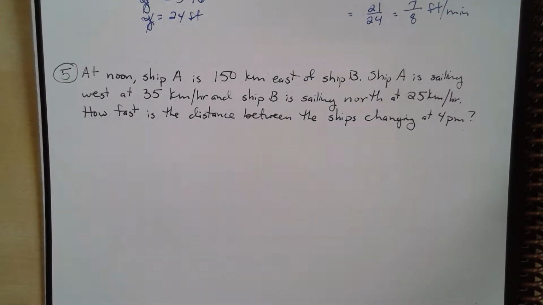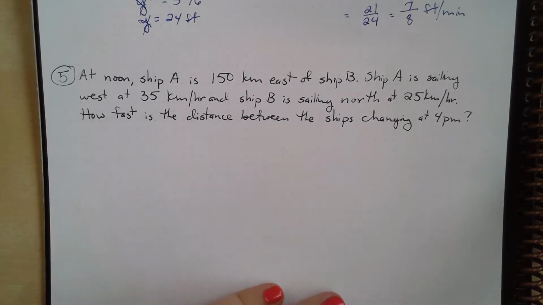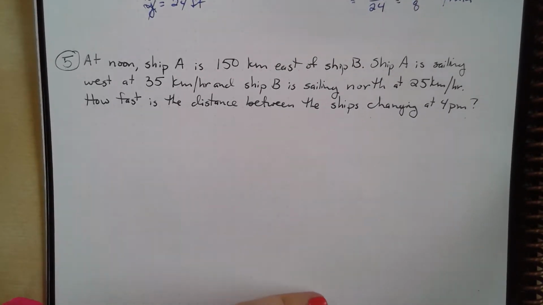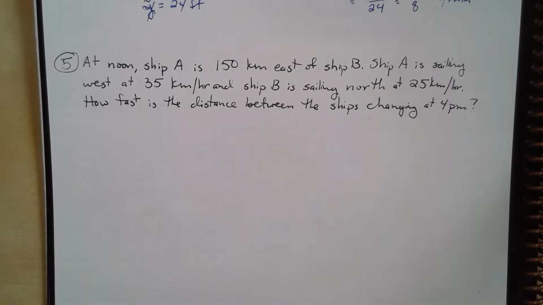Okay, so hopefully that last example made sense. We have 3 more that I want to go through. So at noon, ship A is 150 kilometers east of ship B. Ship A is sailing west at 35 kilometers per hour, and ship B is sailing north at 25 kilometers per hour. How fast is the distance between the ships changing at 4 p.m.?